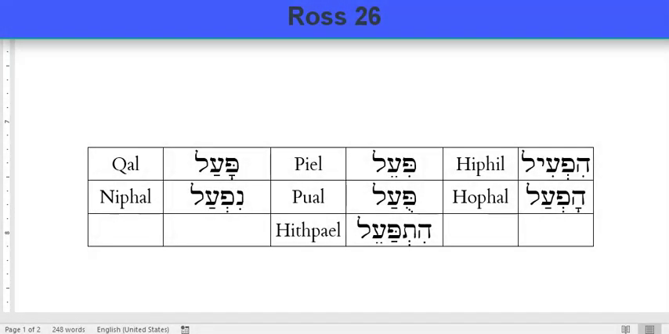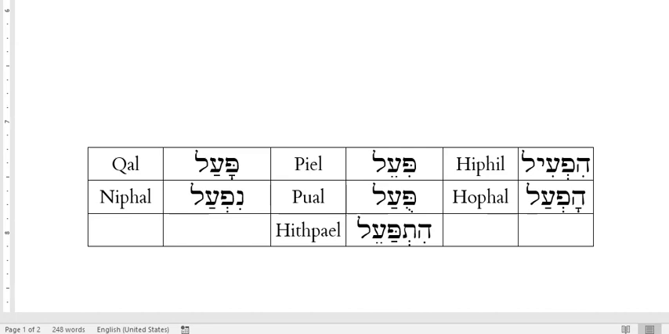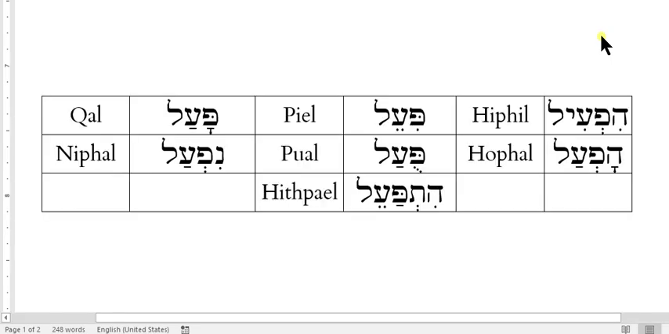Okay, so we're going to be dealing with the Nifal stem here in chapter 26 of Ross, the Nifal stem. And what I have in front of you is not something that you need to write down. I just wanted to show you that the Hebrew verbal system is built off of 7 main stems.